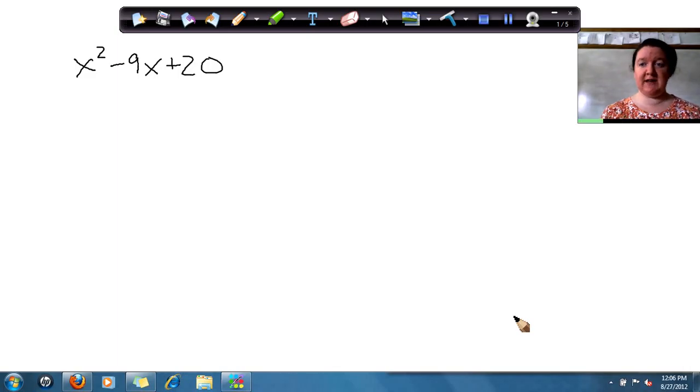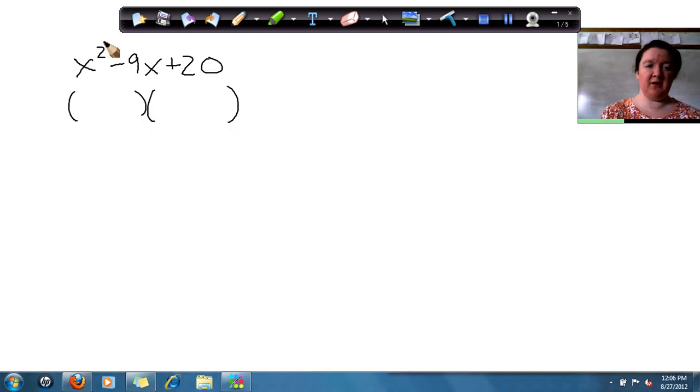Good afternoon. Let's look at factoring trinomials. Now I want you to look at this trinomial. We have three different terms. What we want to do is think about what multiplies together to give us 20, but adds together to give us a negative 9. So I'm going to put two sets of parentheses.